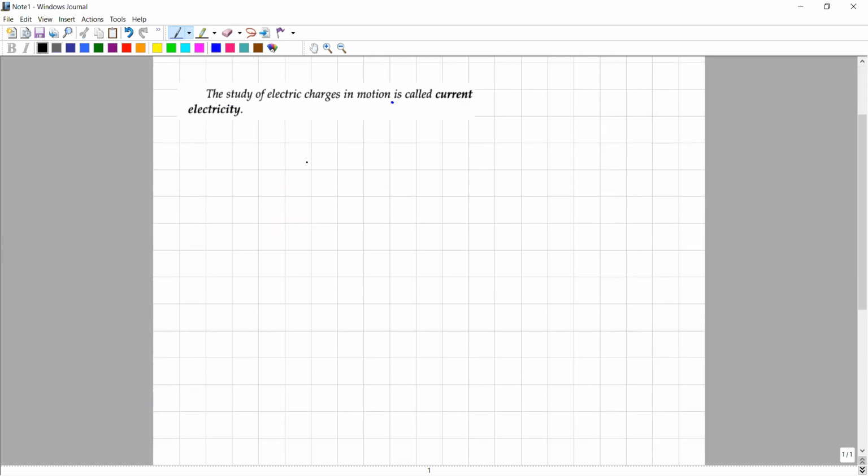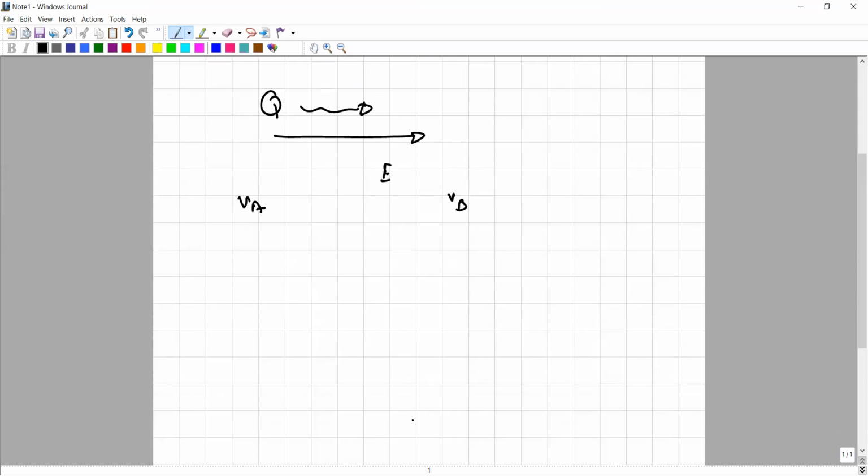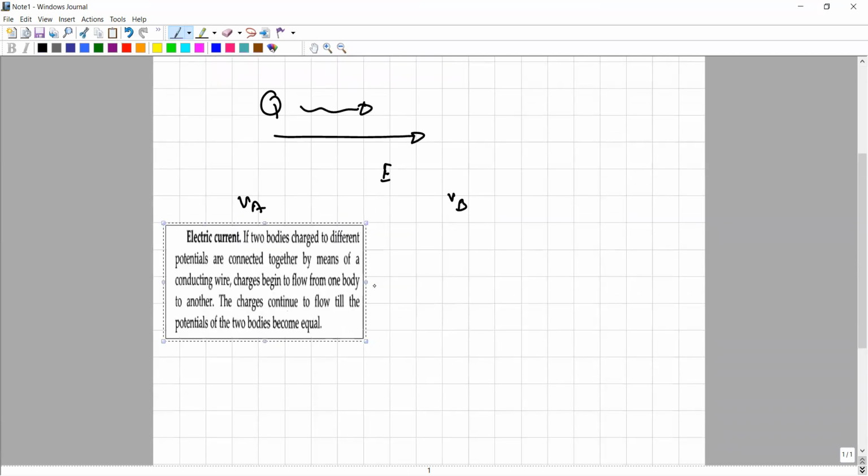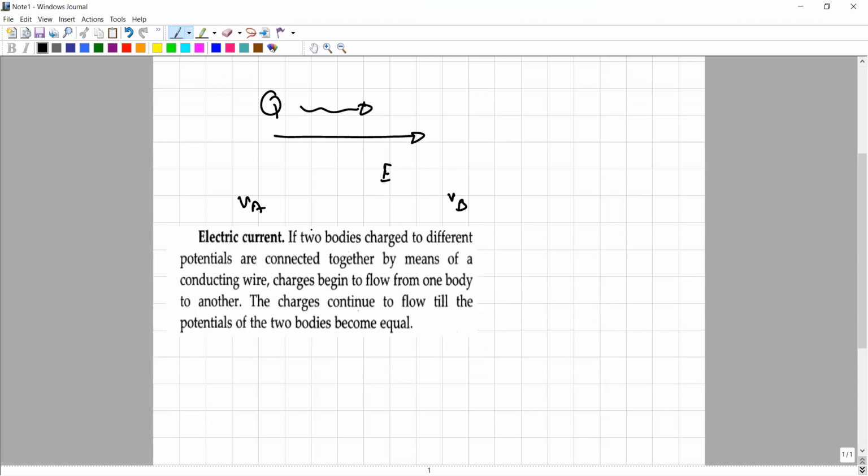Now we go back to the basics first. Why does a charge move? It will only move when there is an electric field. And if there is an electric field, that means there must exist a potential difference, VA and VB. Now, if there is a potential difference, the charges are going to move. This will create a flow of charge.